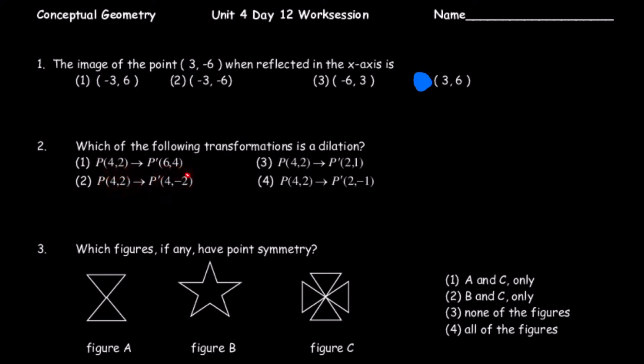Here, we just negated the second one, so that's not a dilation. (4, 2) to (2, 1). Now, it doesn't get bigger, but remember, when you multiply, you could multiply by something less than 1. So actually here, I multiplied by 1/2. 4 times 1/2 is 2. 2 times 1/2 is 1. So choice 3 is the dilation. Let's just rule out choice 4. Very similar to the one up above, except one's positive, one's negative, so he didn't multiply by the same number.